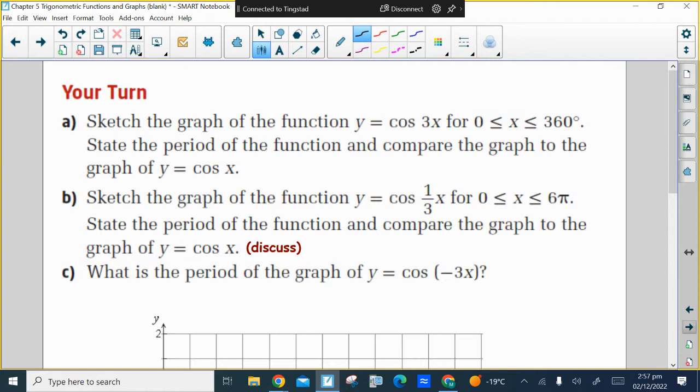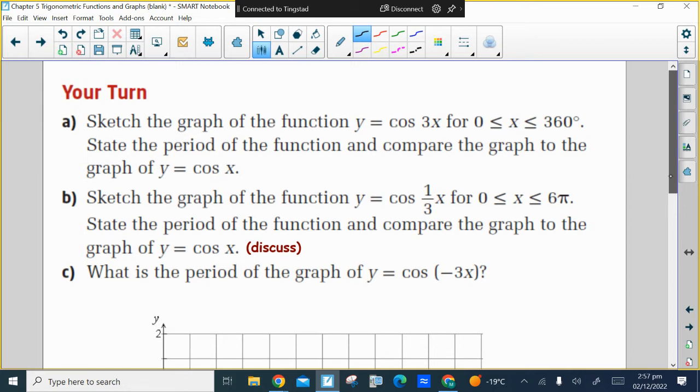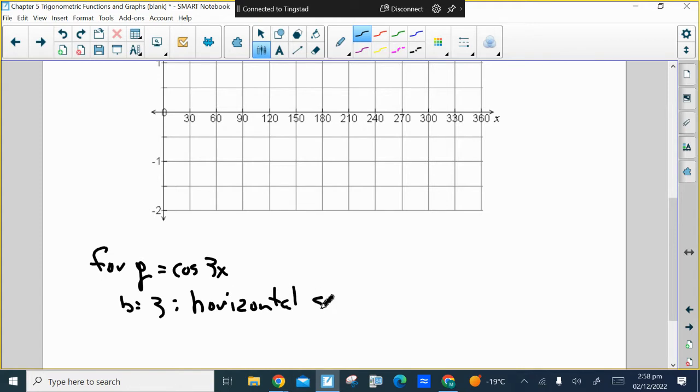So now we want to do the graph of y equals cos 3x between 0 and 360. And then cos of 1/3 x. We're just going to discuss that one because we're going to see we won't have room for it on our graph. But let's start with cosine 3x. So here we have a b value of 3, which means you're going to have a horizontal stretch by a third.